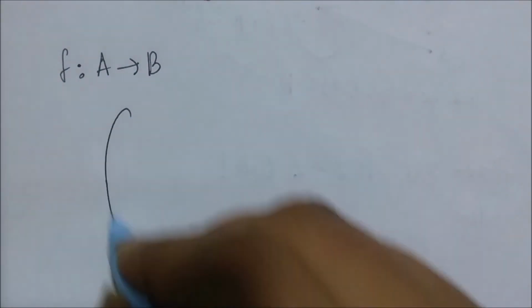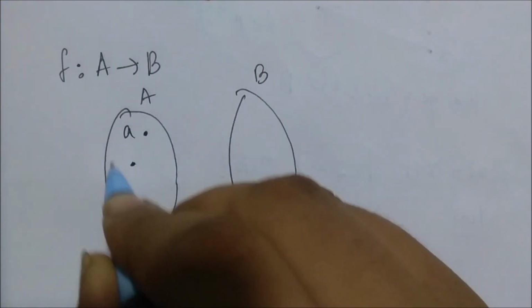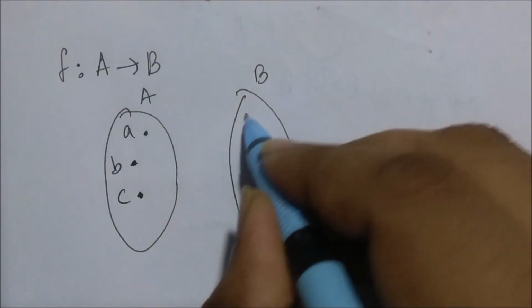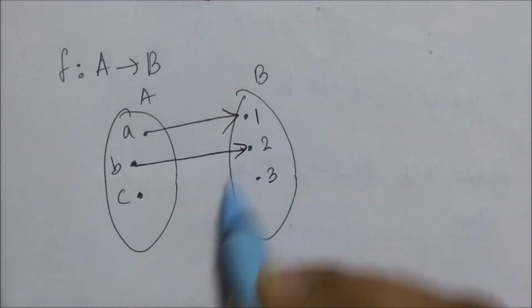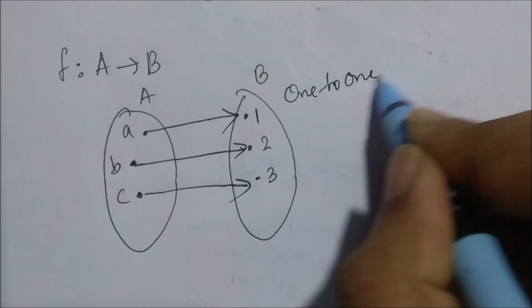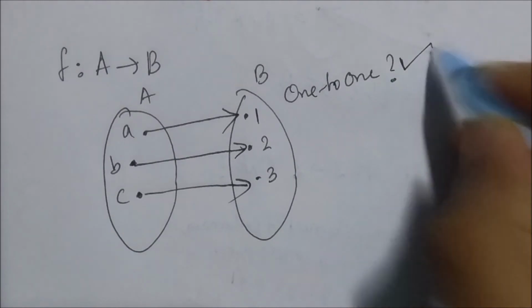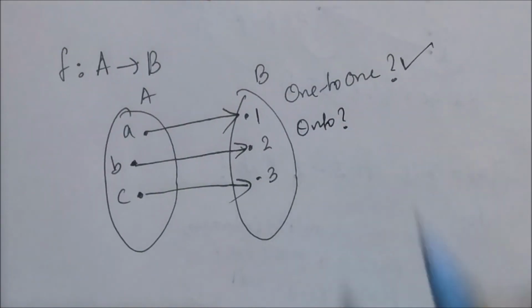Take an example here of a function which is defined from set A to set B. Now the set A has elements A, B and C. Set B has elements 1, 2 and 3. Here A is mapped to 1, B is mapped to 2, C is mapped to 3. Whether this function is one-to-one? Yes, it is a one-to-one function, because no two elements in the domain have been mapped to the same element in the codomain set.